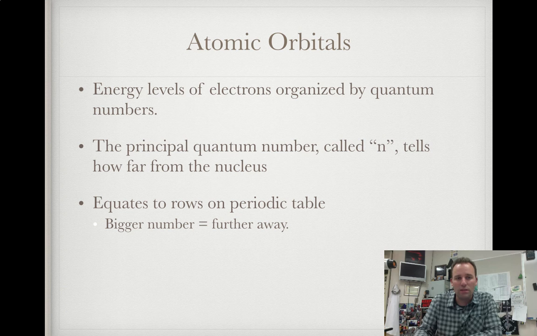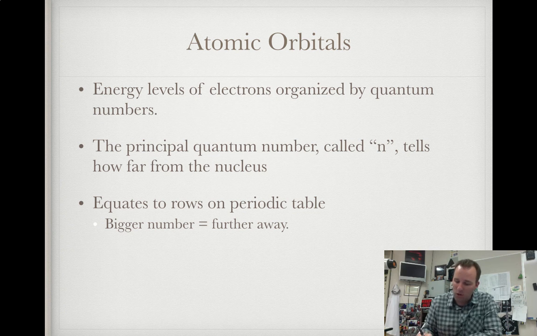The principal quantum number, and in this case principal means main or main overarching number, is called n. They all have names that are letters. Just bear with me, okay? It's going to take some practice, I know. And it tells how far from the nucleus. And the bigger the number, the further away you are from the nucleus.